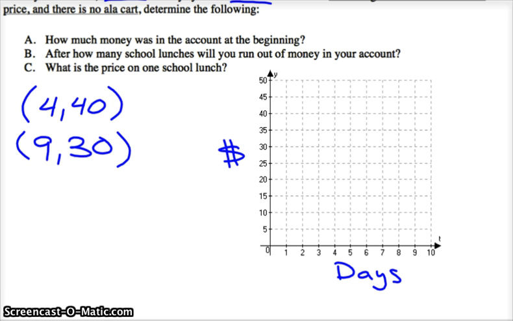So now that I have 4 and 40 and 9 and 30, I'm going to go ahead and plot those points on my graph. So 4th day, $40, going to be right there. After 9 days, I have $30 here. Since I have 2 points, I can then connect those with a line, so a linear equation. And it'll look something like that.